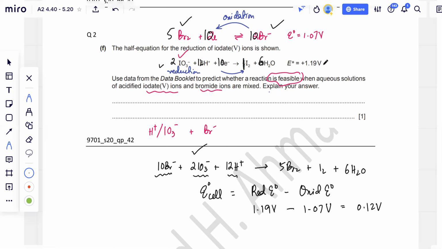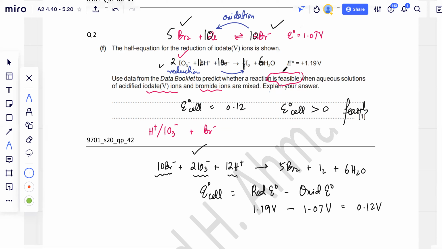So in the explanation, it's a 1 mark explanation. The only thing that you were supposed to write was, you don't even have to mention these equations. You'll just go in the data booklet and figure out the E naught cell. This is the reduction, this is the oxidation, and the E naught cell is coming out to be positive. It's coming out to be greater than 0. That's why the reaction is feasible. So that's your explanation.